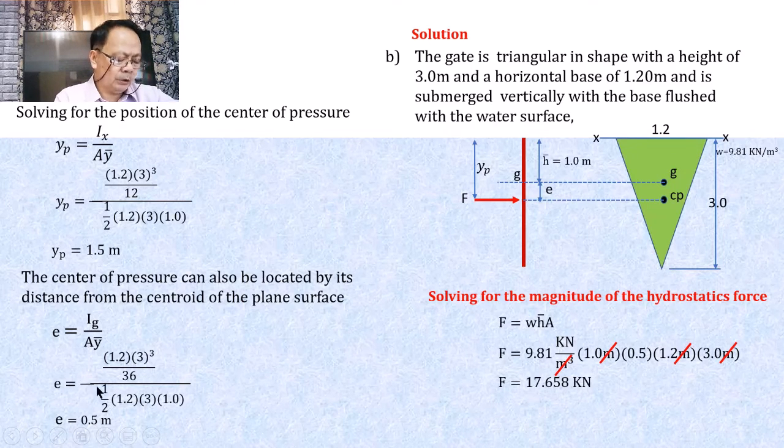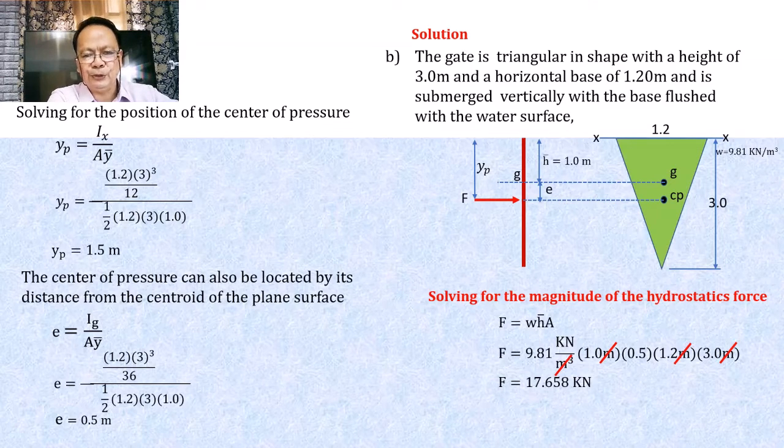And if you wanted to check whether you have the correct answer, we tried to find out the value of Y sub P, which was computed to be 1.5. Our H bar is 1 and our E is computed at 0.5. So makatwid, yung ating Y sub P is equal to 1 plus 0.5 and that's actually correct. Ganun natin chinecheck yung ating solution kapag meron tayong hydrostatic force on plane surface.